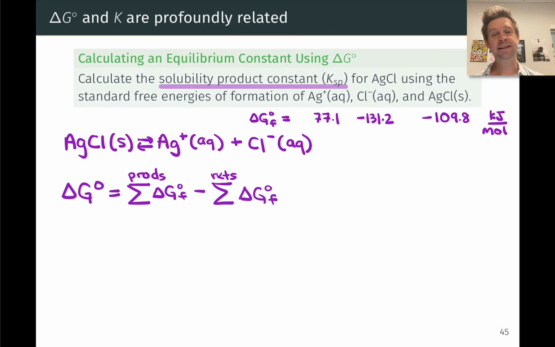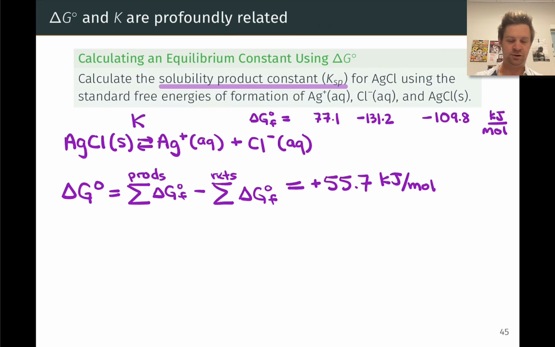And I won't go through the detailed math on this. This is worth pausing and working out on your own. But if we apply this idea of product free energies minus reactant free energies, we end up with a value of positive 55.7 kilojoules per mole for the standard free energy change of this process. And what we're asked to do now is to infer the value of the equilibrium constant for this reaction, which is called KSP, from this standard free energy change.